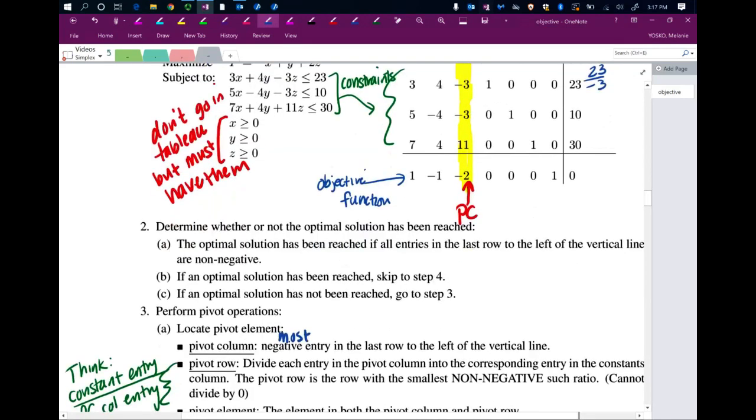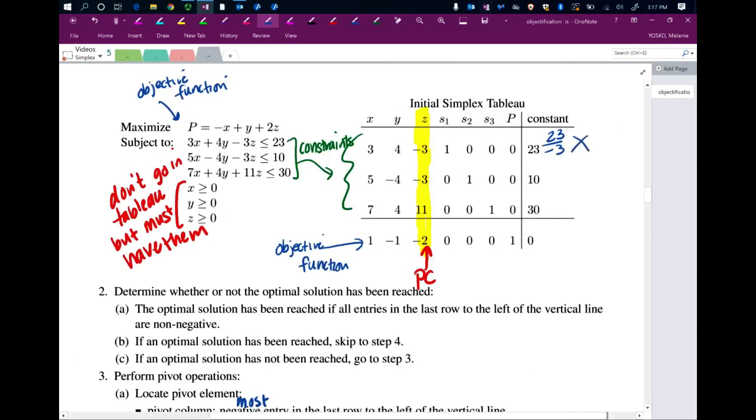But we have to be careful because it says we want the smallest non-negative ratio. We cannot have negatives. Can't have that one. Then we do 10 divided by -3. Again, the 10 from here, the -3 from here. That's still negative. Throw that one out. So then we have 30 divided by 11. And you don't have to simplify it, just leave it like that. That's the smallest non-negative because it was the only non-negative. So this whole row right here becomes the pivot row.